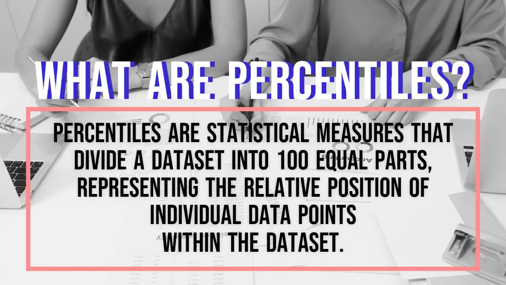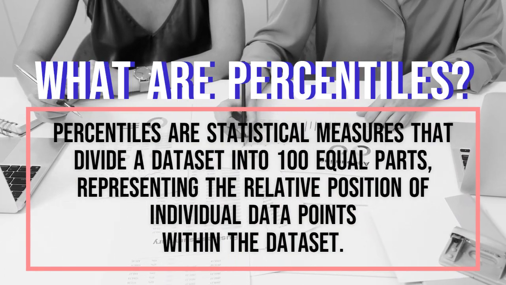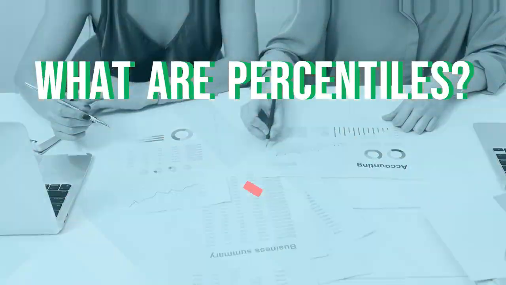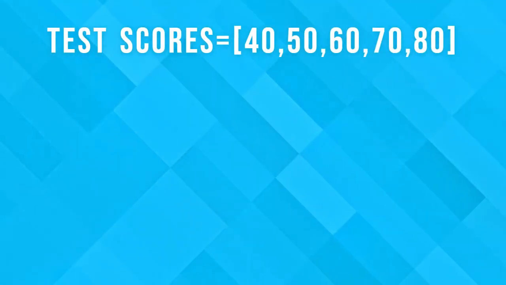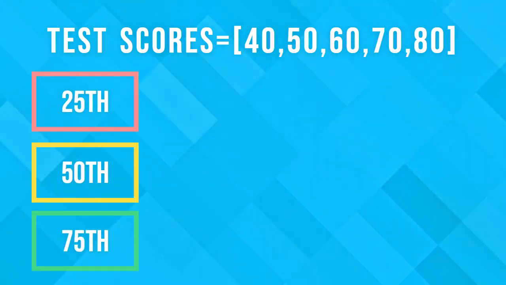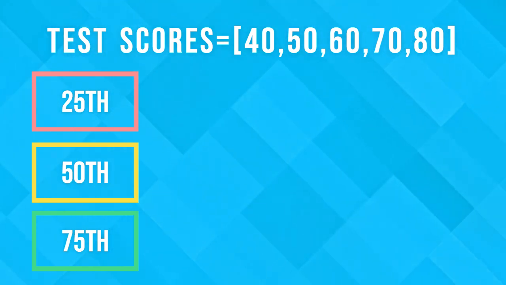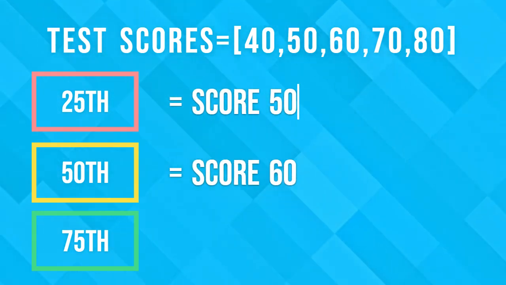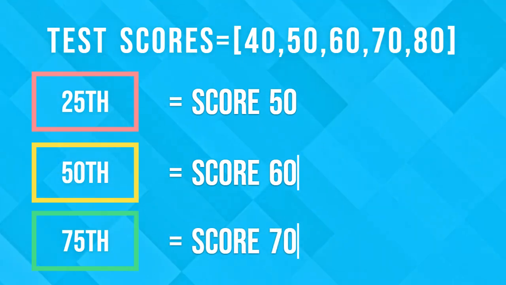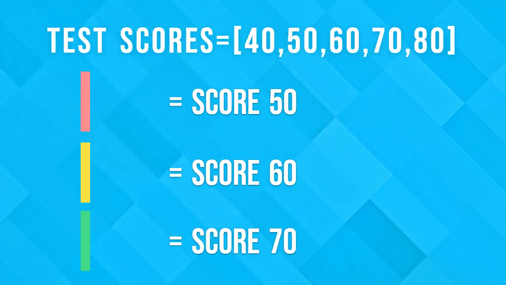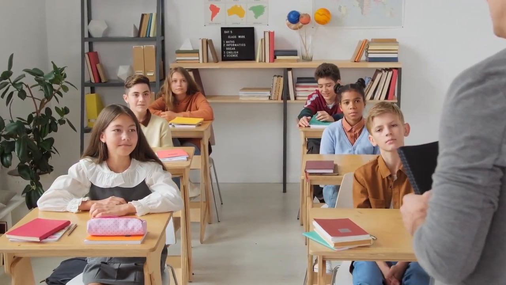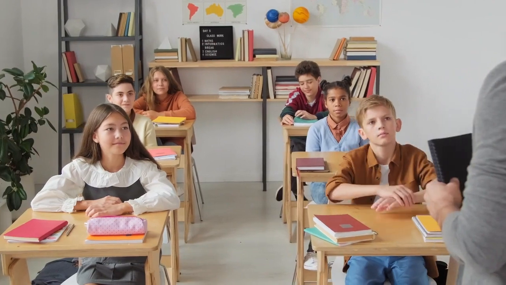Percentiles are statistical measures that divide a dataset into 100 equal parts, representing the relative position of individual data points within the dataset. Imagine you have a dataset representing the test scores of a class. By calculating the 25th, 50th and 75th percentiles, we can find out the scores that separate the lowest 25%, the middle 50%, which is also known as median, and the highest 75% of scores. So in the test scores, the 75th percentile would represent the score between which 75% of the students' scores fall. Let's head to the screen and see how to fetch out the percentiles from a given data.